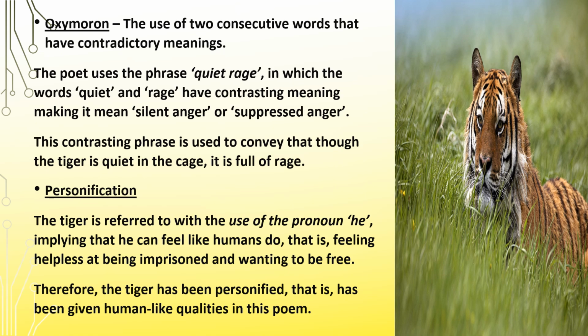So the next poetic device is personification. The tiger is referred to with the use of a pronoun, he. You see, he is mentioned, right? So implying that he can feel like humans. The human attributes are given to the animal. Hence, we can say that personification has been used in this poem.